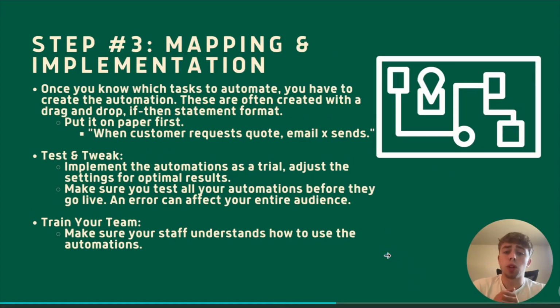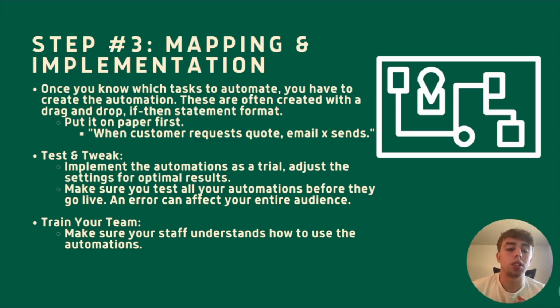All right, so step 3, once you know which tasks you want to automate, you need to map out what that's going to look like. So you have to look at mapping out these automations as, okay, event number 1 happens. What does that trigger? What comes next in the sequence of automations? If this happens one way, what happens? If it happens a different way, does it happen differently?